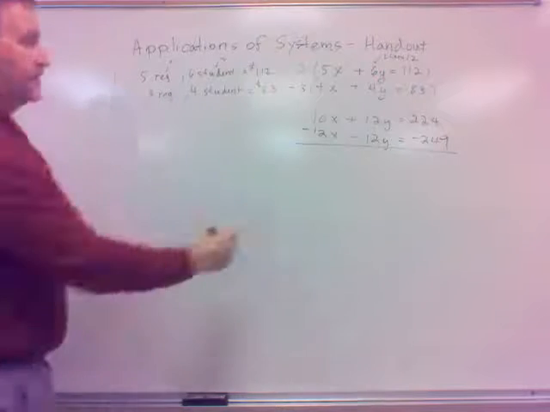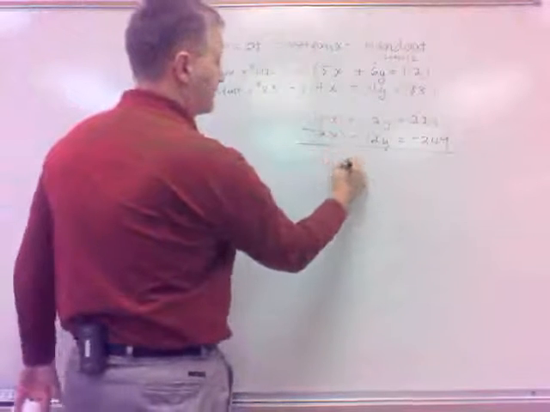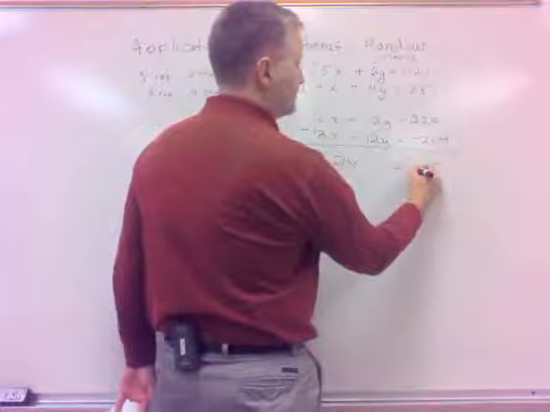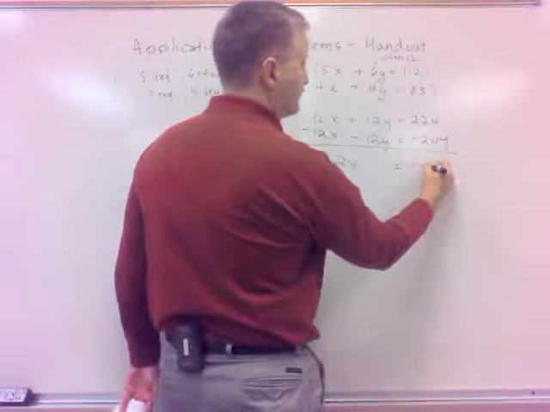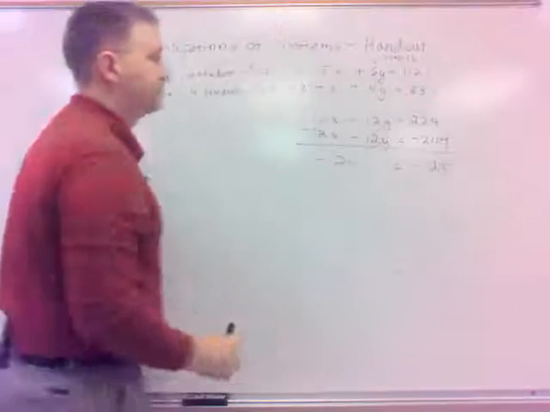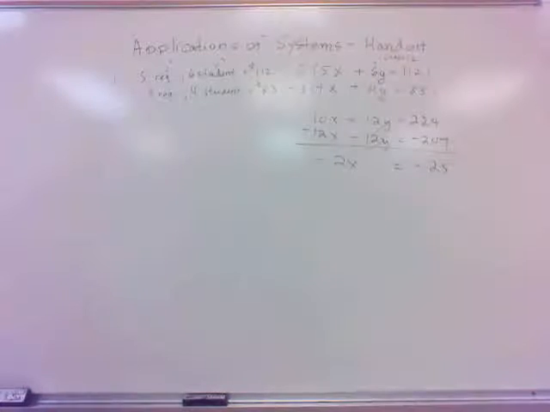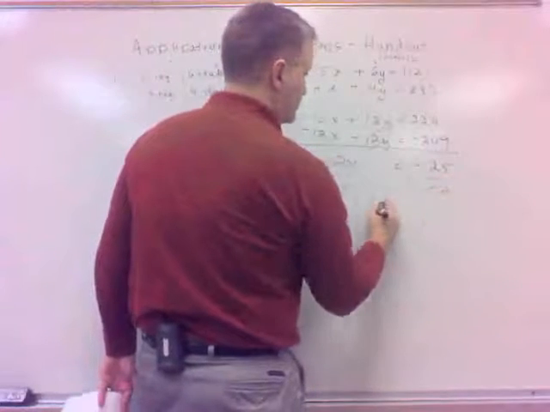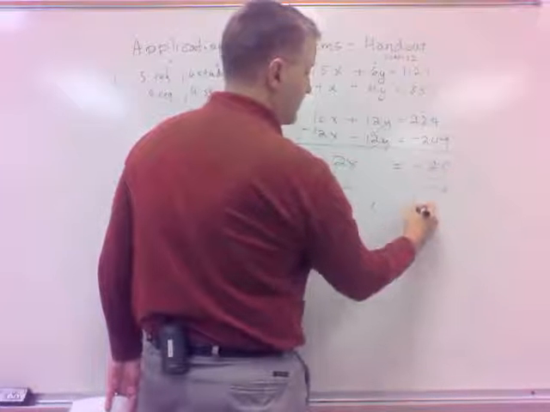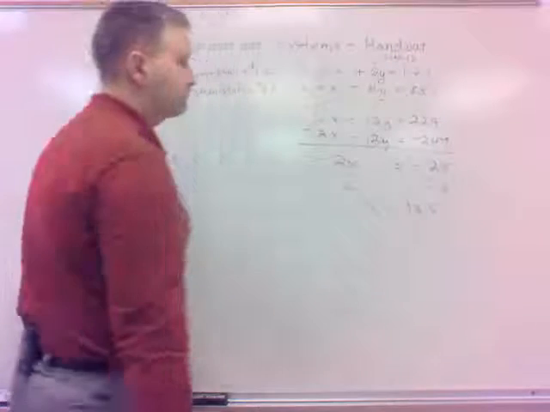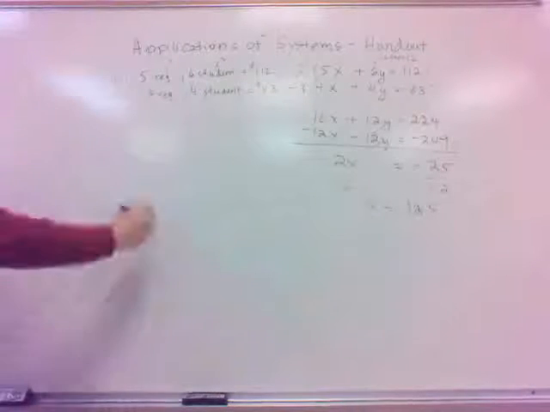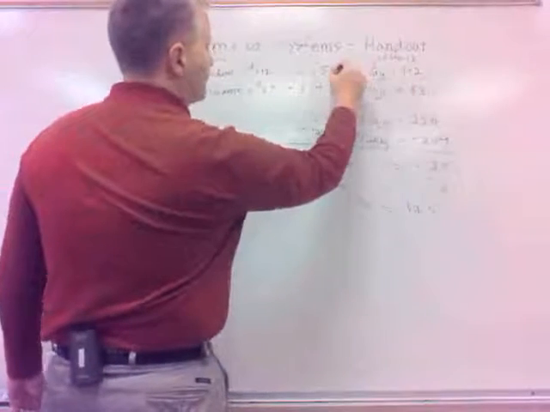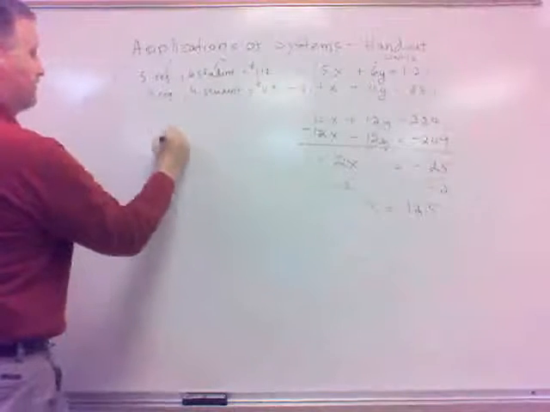All right, and so then what do we got? 10x minus 12x is negative 2x. The y's eliminate. 224 minus 249 is negative 25, I believe. Then divide off the negative 2. And so x is, that would be 12 and a half, wouldn't it? And so then the y, so we need the y. So plug in the x to be 12.5.